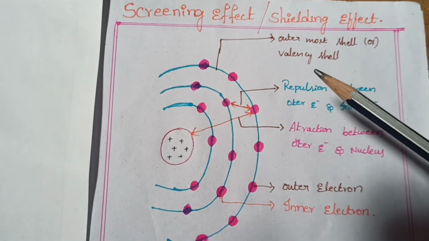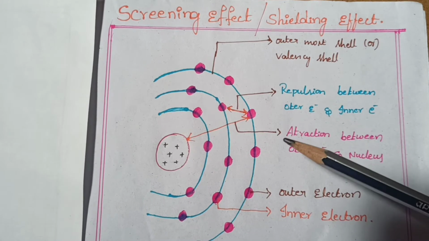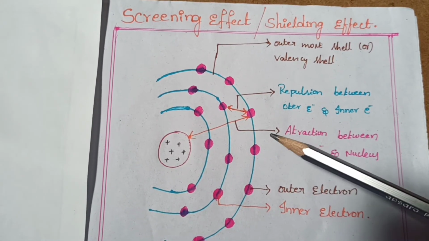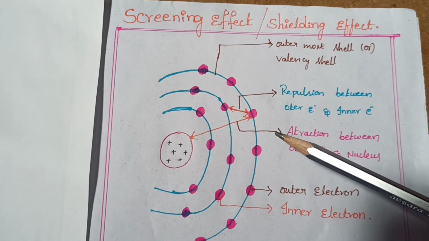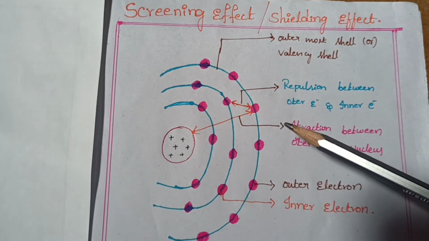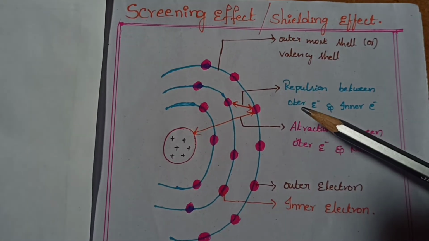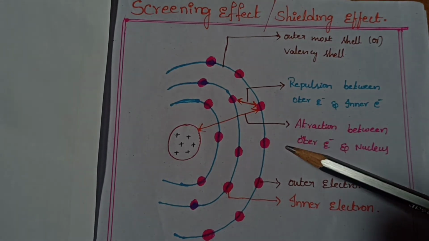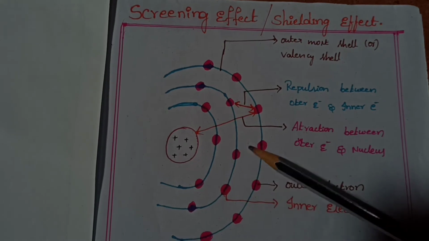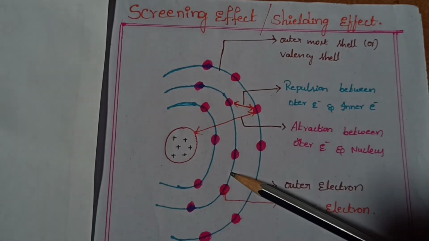The screening effect is also called the shielding effect. Those are equal. In an atom, we already know about the atom. In a multi-electron atom, what is the meaning of a multi-electron atom? It is an atom that has a larger number of electrons. Here is an atom.